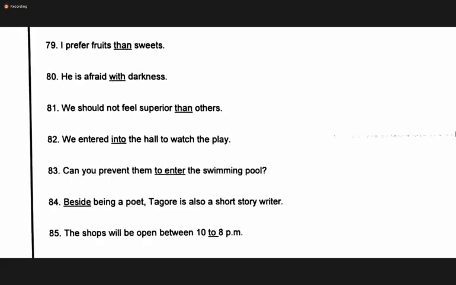We entered into the hall to watch the play. We can omit into. Yes, remove or delete that part. Enter is not followed by into. Return is also not followed by back. Sometimes we wrongly use return back. Return back is wrong, only return. Enter into is wrong, only enter. So remove into. We entered the hall to watch the play.